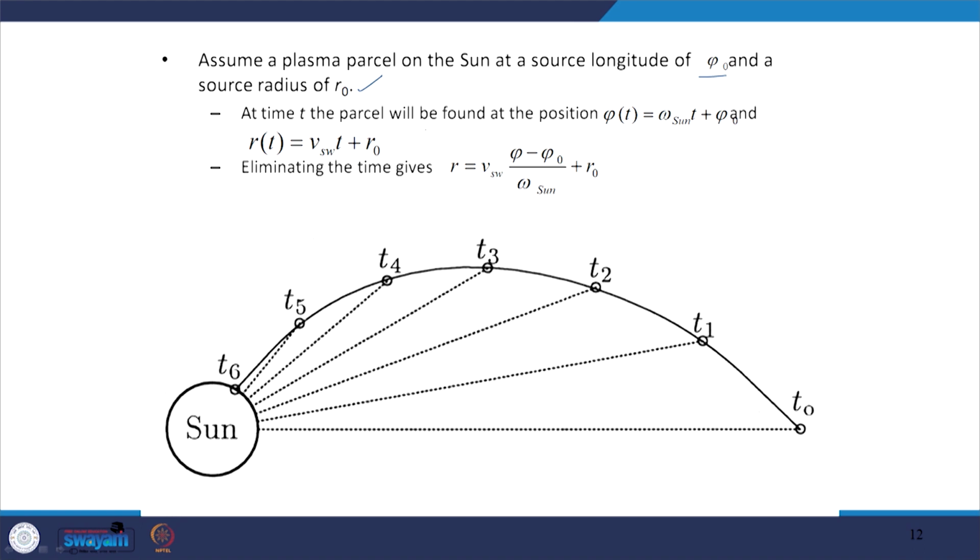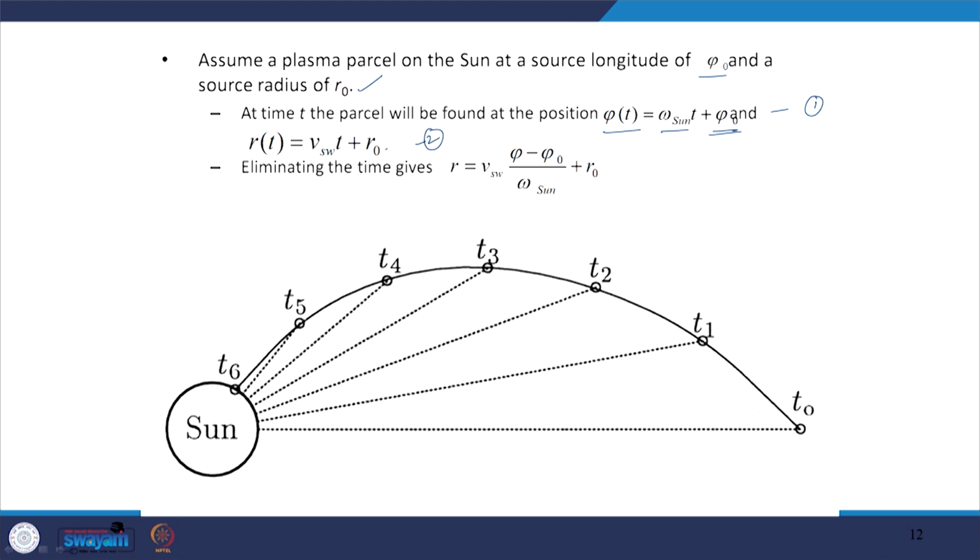So, at a time t, the parcel will be found at the position phi of t equals the angular velocity of the sun times t, which is time, plus phi naught. And the distance of this parcel at time t is given by the velocity of the solar wind, because it is travelling outwards with this velocity v sw times t: r equals v sw t plus r naught, right.